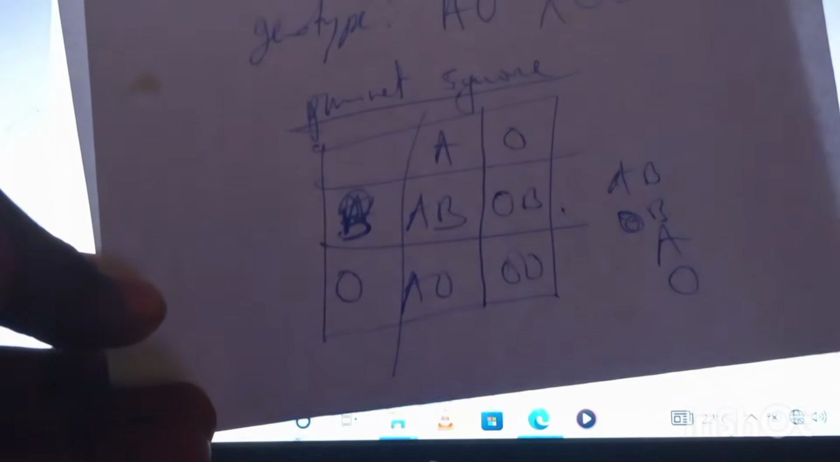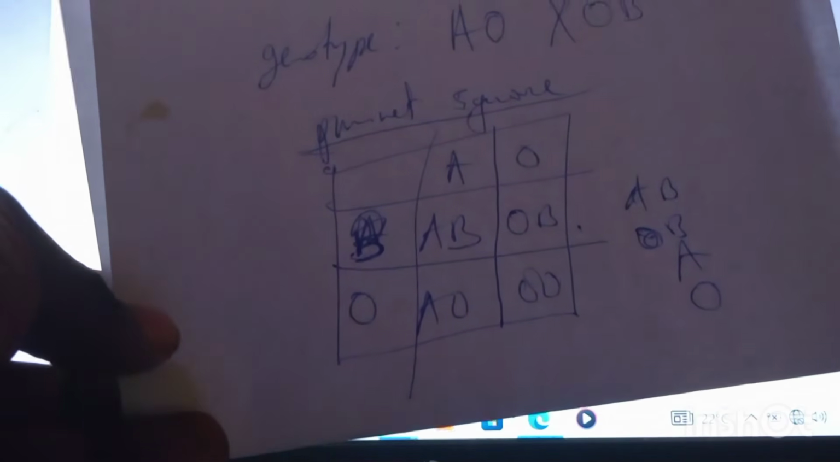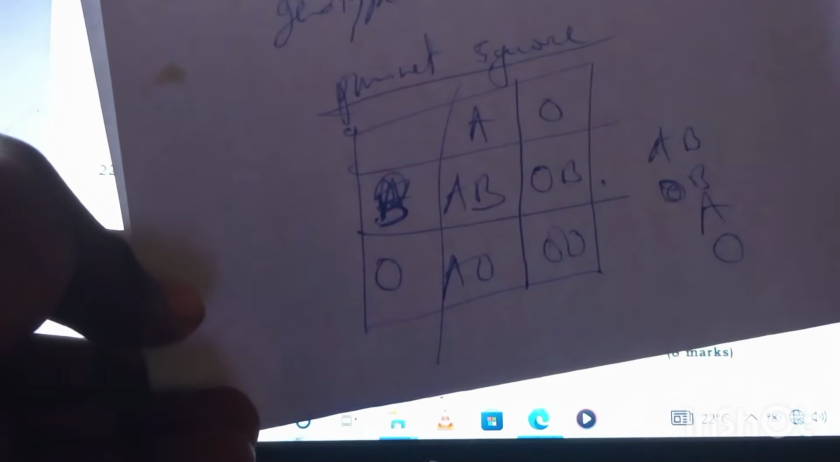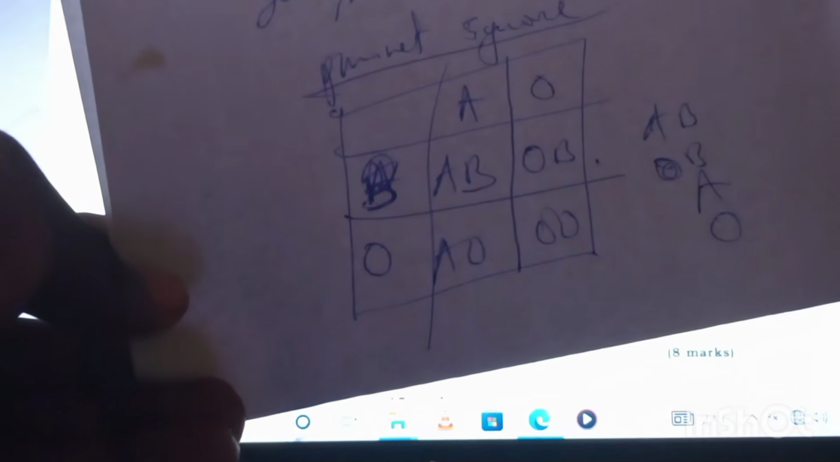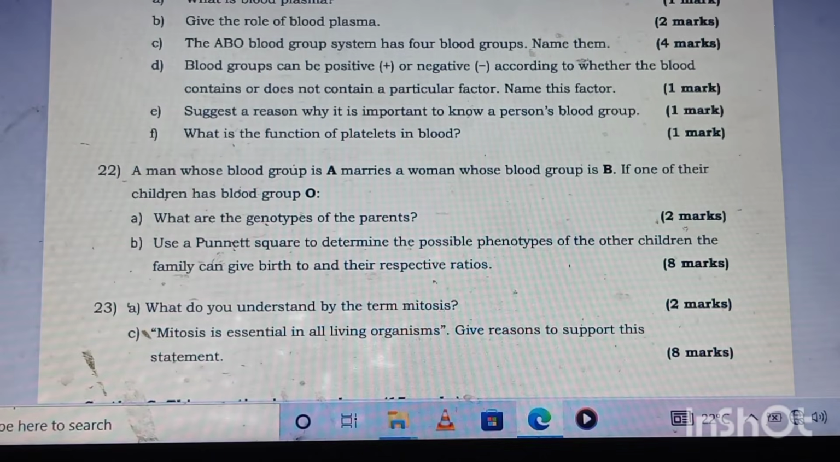When you make a Punnett square, you have A and O, BO. When you make the cross, A times B is AB. B times O, OB. O times A, AO, and OO. Remember, when you have AB, the blood group is AB. But when you have AO, we read blood group A. When you have OB, you read also blood group B. When you have OO, you read blood group O. Yes, that is the answer.